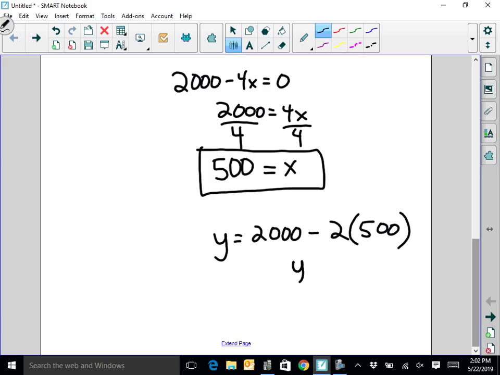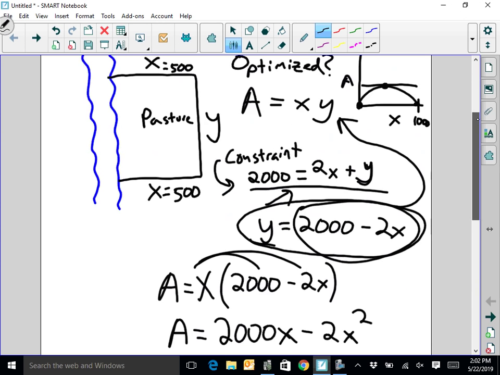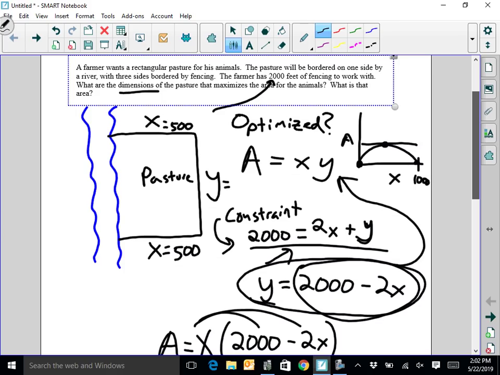Okay, and go ahead and throw the unit in here. I think we were dealing with feet. Feet. So those are my dimensions. You might want to do a double check here to make sure it all makes sense. Well, I should have 2,000 feet of fencing, which I do. 500 plus 500 is 1,000, plus 1,000 is 2,000. Okay, so that makes sense. Looks like that should be a pretty good area.